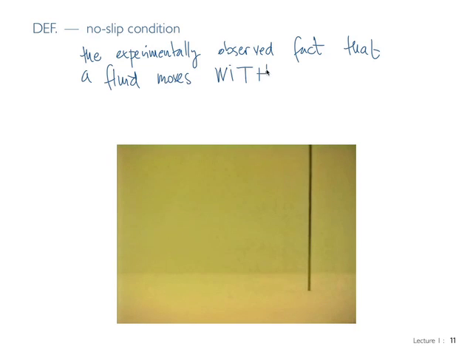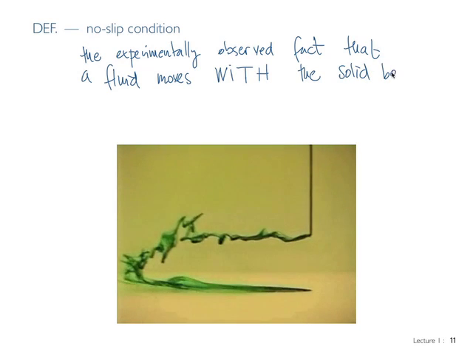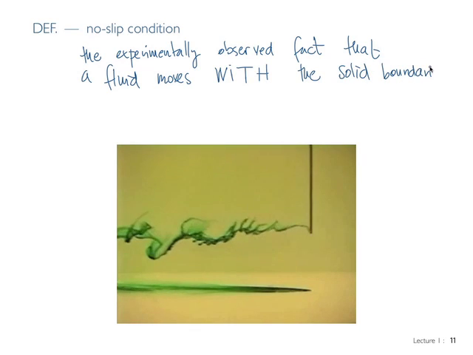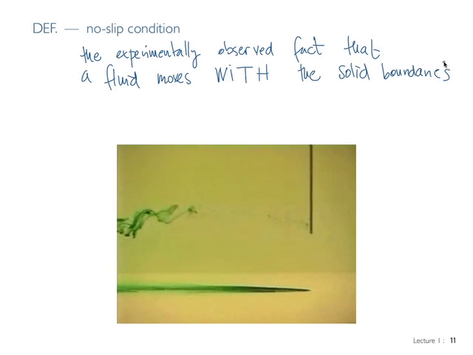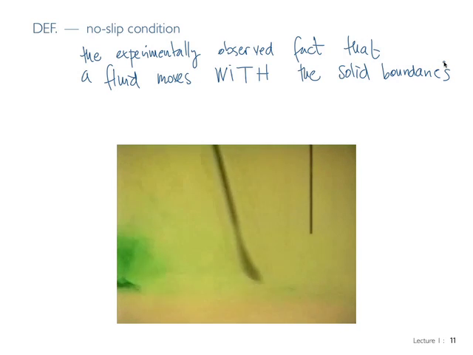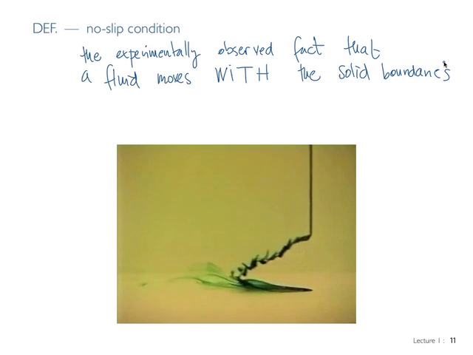That a fluid moves with the solid boundaries. So if the solid boundary is stationary, the first tiny layer of fluid next to it is going to be stationary as well, an infinitesimally small layer. And the velocity of the fluid will slowly go up from that value of 0 at the wall to the value of the free stream.